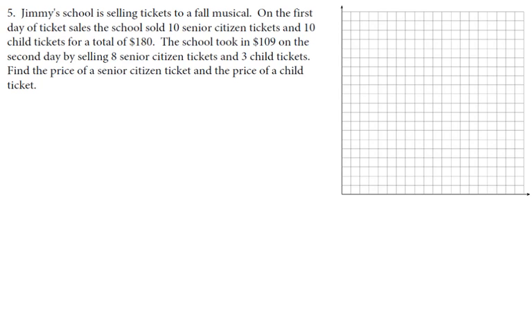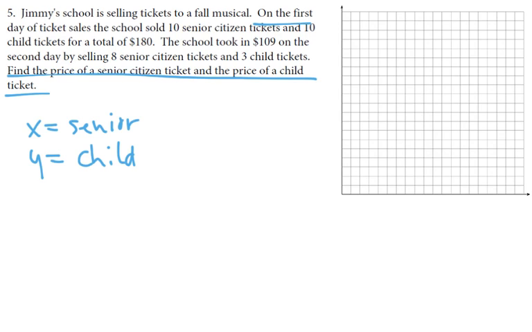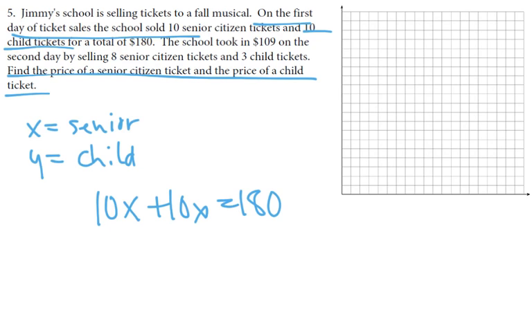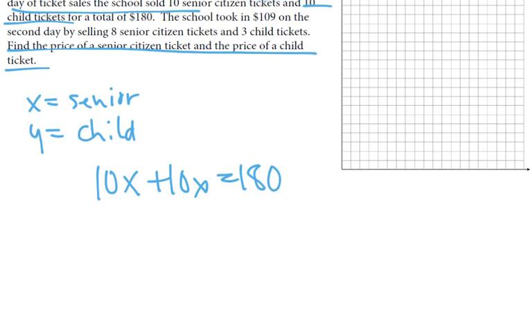So Jimmy's school is selling tickets to a fall musical. Look at the end: find the price of a senior citizen ticket and the price of a child ticket. So senior, we'll call x. Child, we'll call y, the price. On the first day, they sold 10 senior citizen tickets and 10 child tickets for a total of $180. The school took in $109 on the second day by selling 8 senior citizen tickets and 3 child tickets. Well, that should be y.